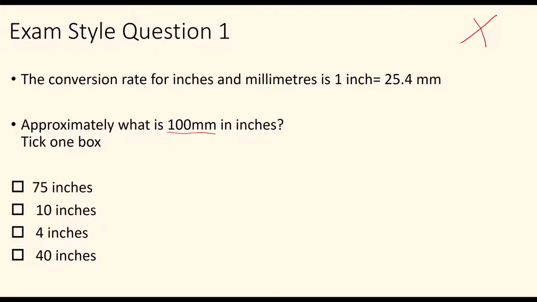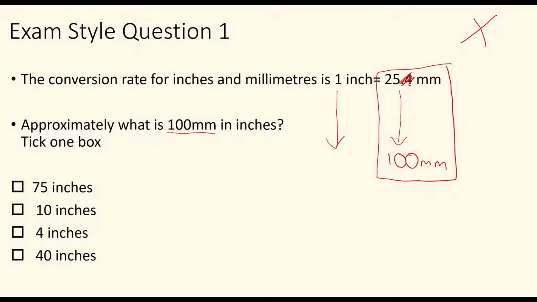So using this conversion factor on the right hand side, 1 inch is 25.4 millimeters, but what if this was all the way down to 100 millimeters? Now it says approximately, so I'm just going to get rid of the 0.4. And we want to know, if it was 100 millimeters on that side, what would it be on the inches side? Well, let's go back to the second side. So 25 millimeters to get to 100.